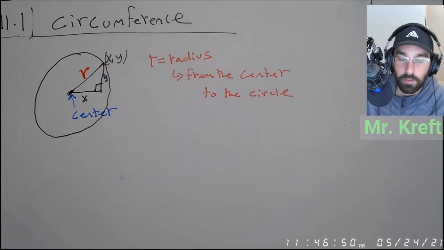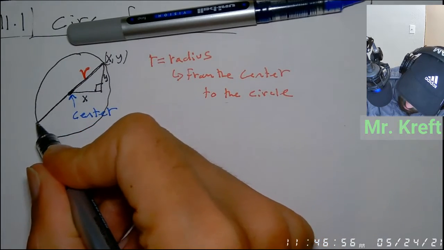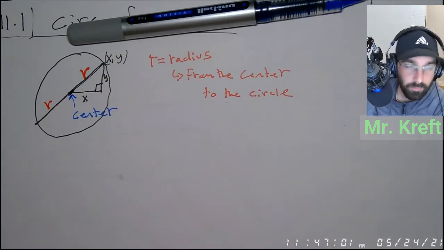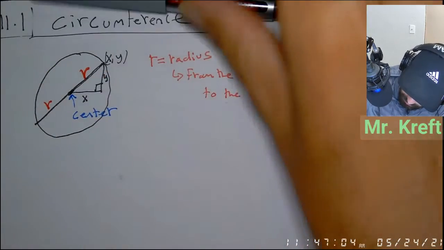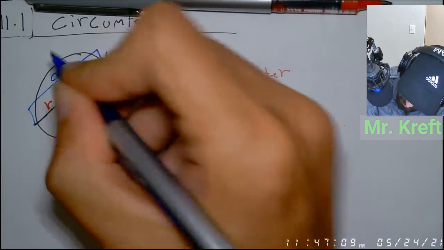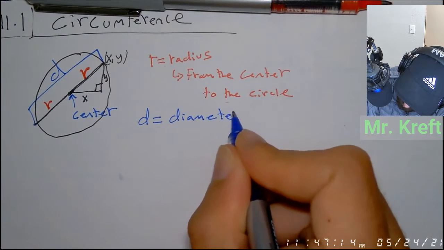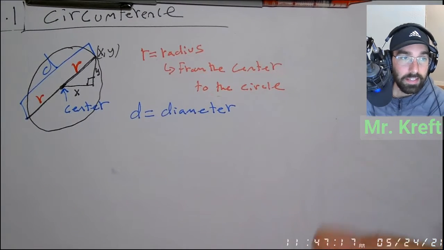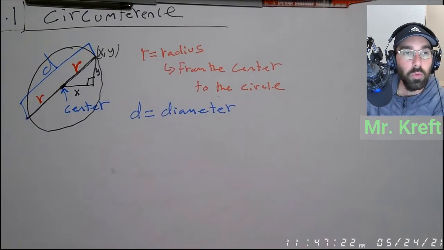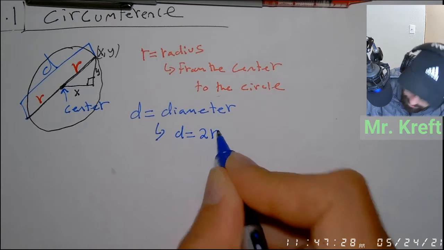Okay, and I'm sure some of this is review for you guys, but I'm just double checking. Now if we have this go all the way across, then this is also a radius on this side. But more importantly, the whole thing like this, this is called d, and d is the diameter. Now, the diameter is all the way across. So there's a couple of different ways to think about diameter. So the diameter equals 2 radii.